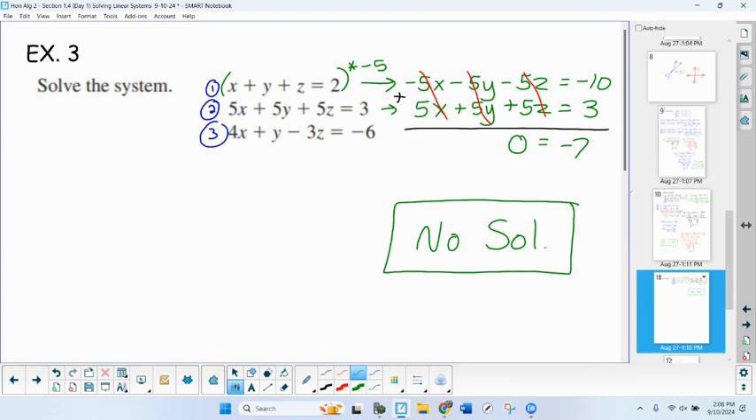Thoughts? Okay, one of them is a special case tonight. 2 of them work out to nice, neat, pretty numbers.